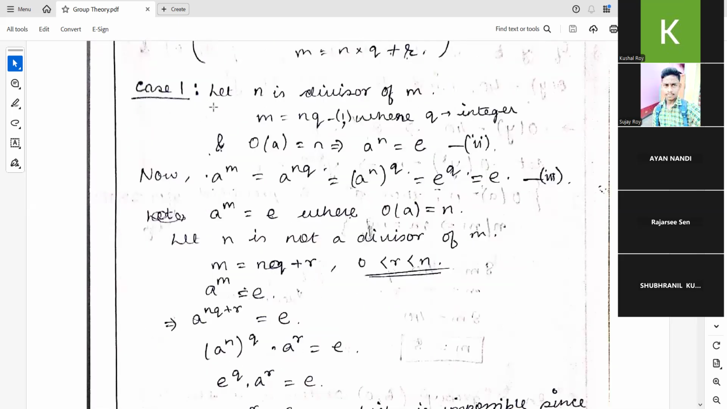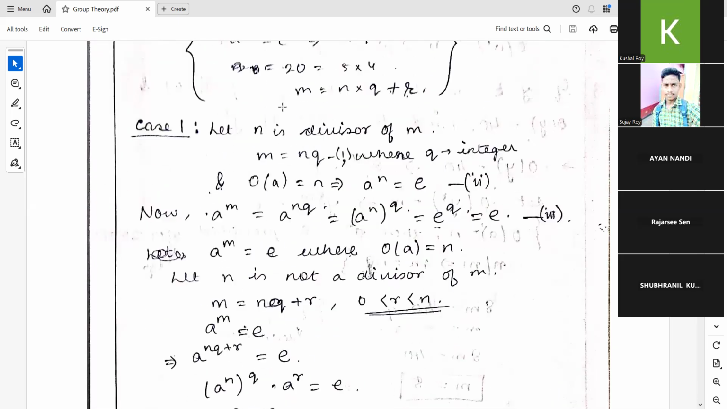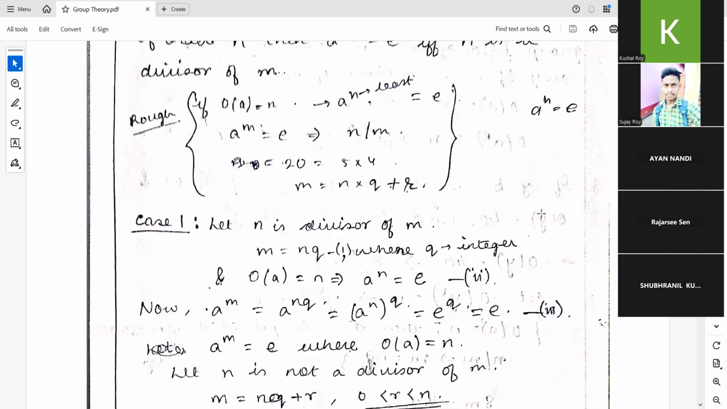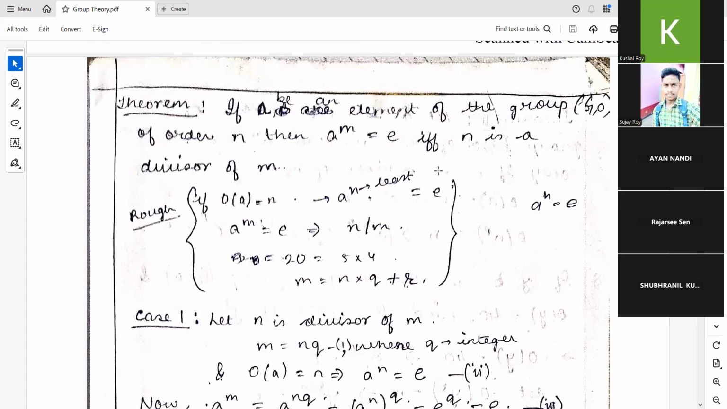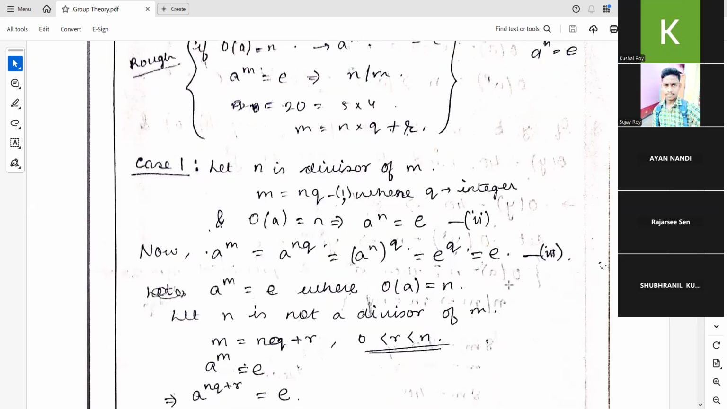So first, let n be a divisor of m. What we have to prove is that A to the power m is identity. Okay, so it is if and only if. That means A to the power m is identity implies n is a divisor of m. Similarly, n is a divisor of m implies A to the power m is identity. So our first case is n is a divisor of m.